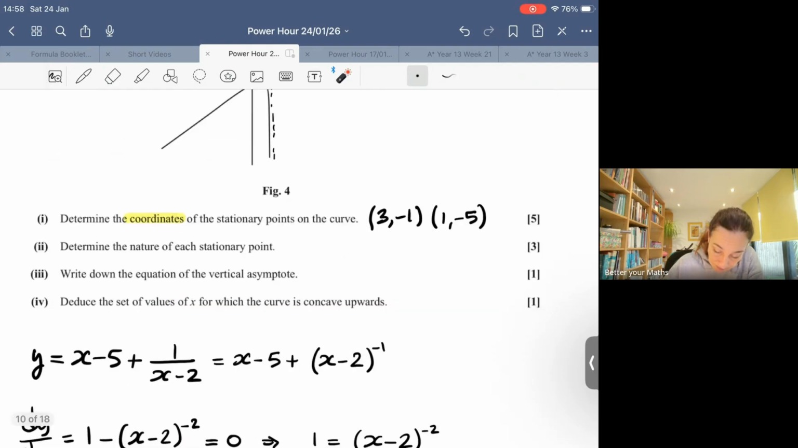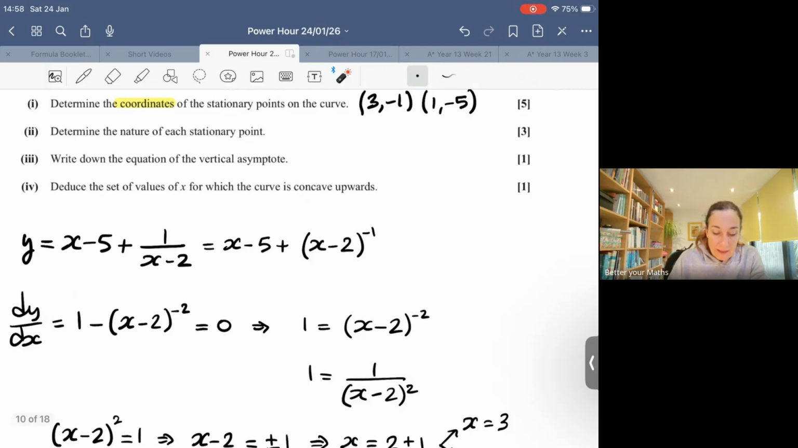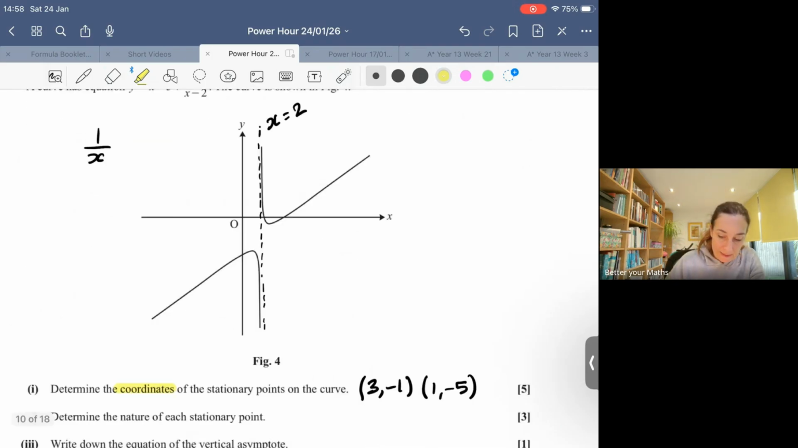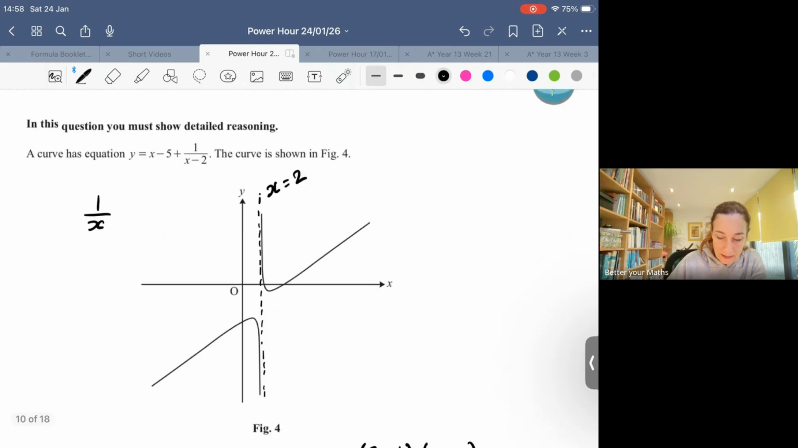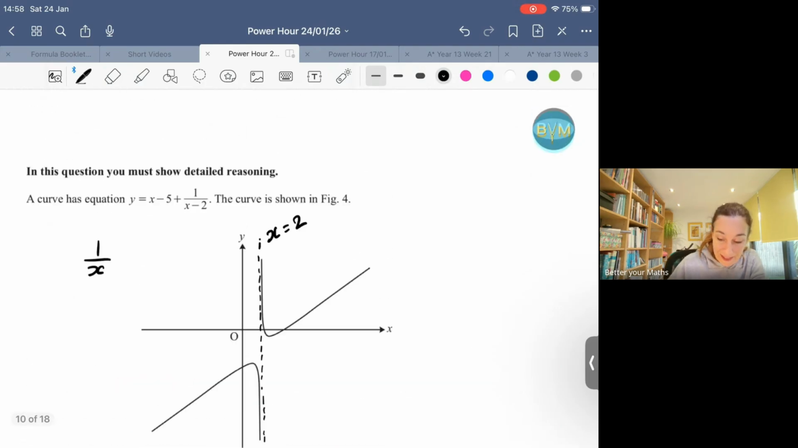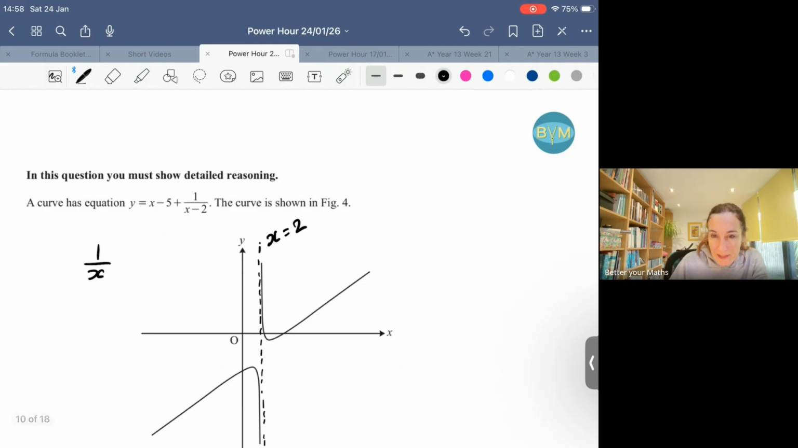Now, this bit: deduce the set of values of x for which the curve is concave upwards. I know this is odd and it's uncommon. So I'm going to remind you, Emily asked me before, when a function is concave or convex. What is less than 0, Radrika? The derivative? No, okay, because this is something that they don't ask all the time.